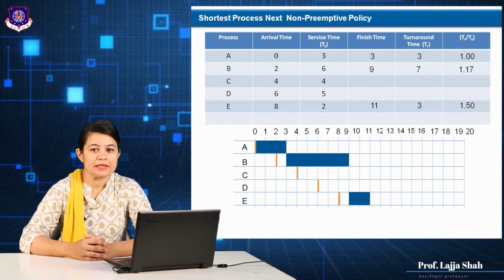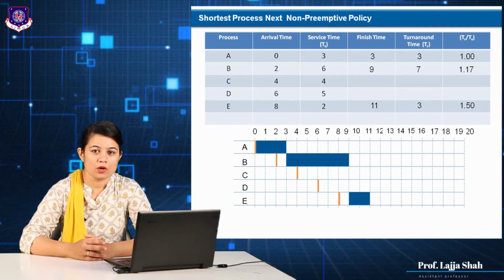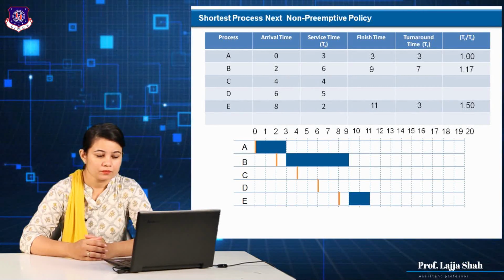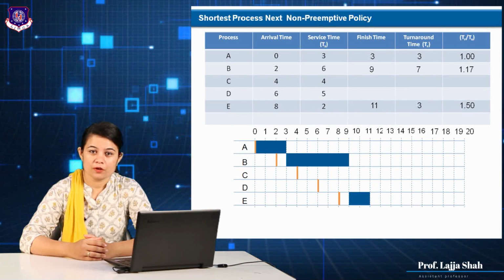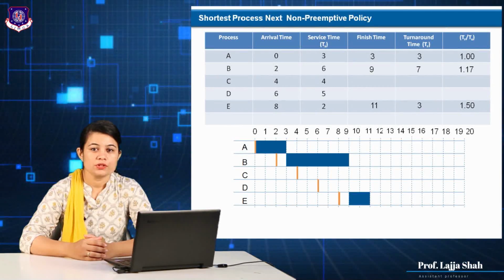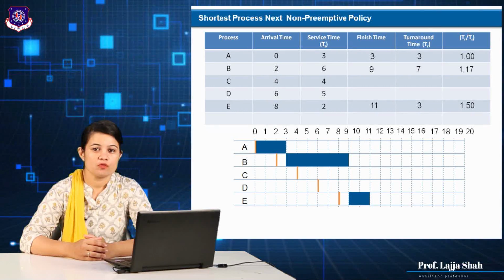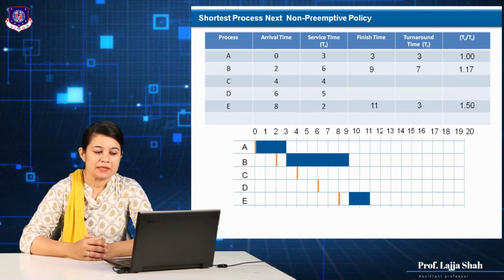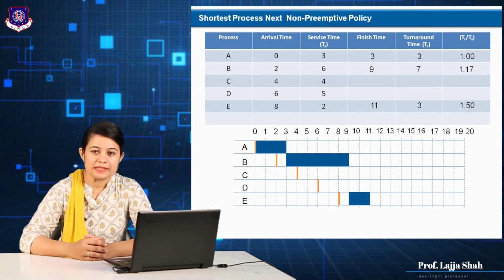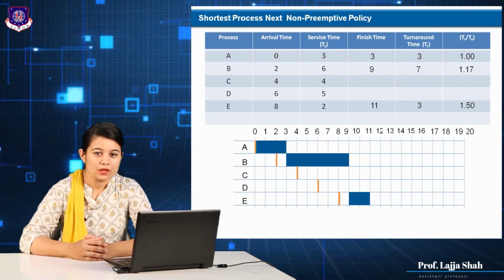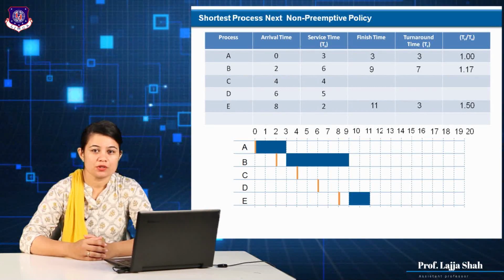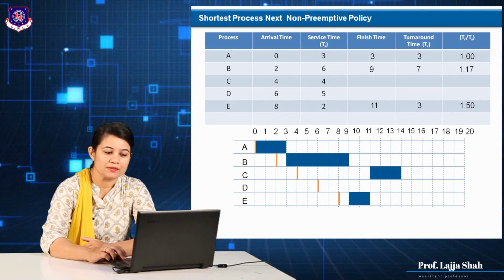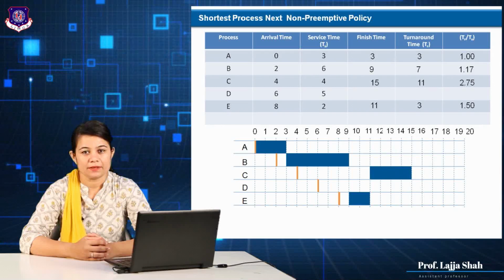After the completion of E, we again have two processes, process C and process D. Again, we need to choose one of them, so we need to see which process is shorter. Process C's service time is 4 seconds and process D's service time is 5 seconds. So, process C is shorter than process D. Next, process C will be executed for 4 seconds.